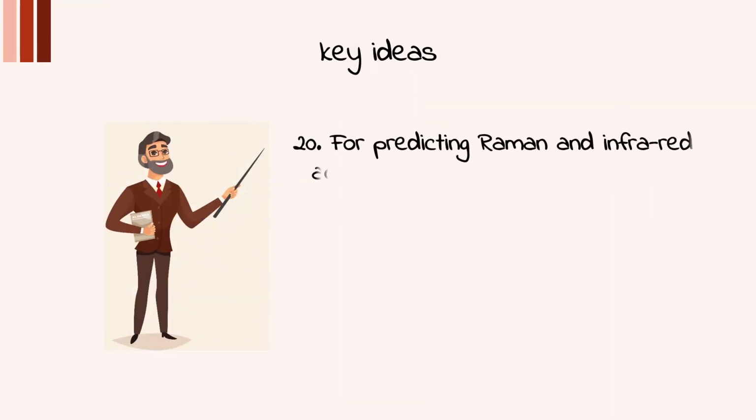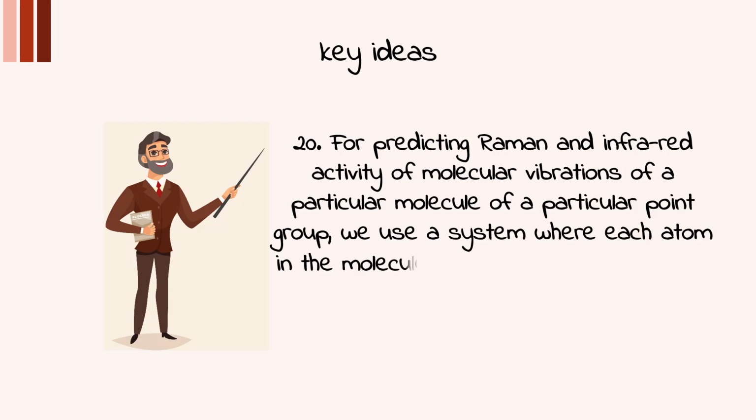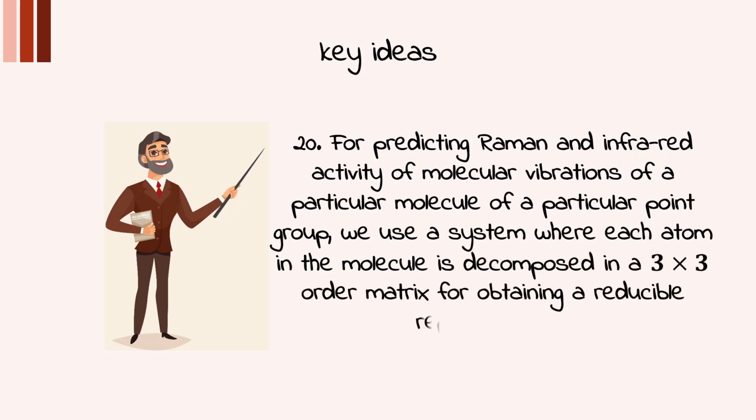For predicting Raman and IR activity of molecular vibrations of a particular molecule of a particular point group, we use a system where each atom is to be decomposed into a 3x3 order of matrix for obtaining a reducible basis, because if we are interested in recording the vibrations for each atom in a molecule, then each atom has to be seen in a 3D Cartesian coordinate system. So if we talk about the water molecule, because there are three atoms, we believe that it would have a 9x9 order matrix. And for benzene, C6H6, there are 12 atoms, so we believe that a 36x36 order of matrix would be required.